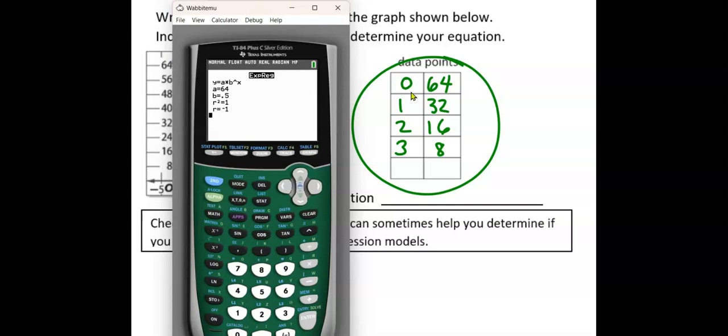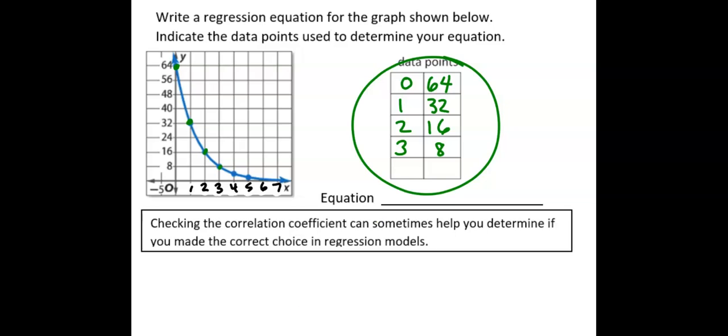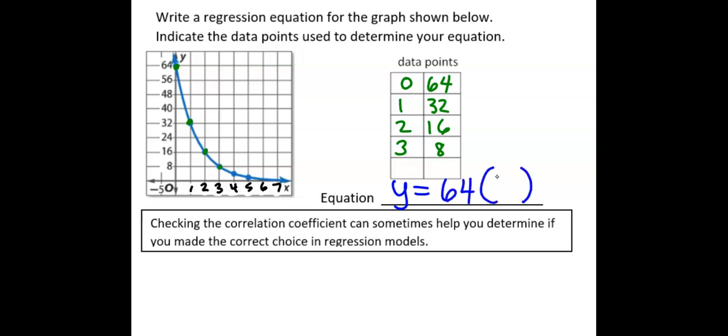So the initial value is 64, which makes sense because it has an x value of 0, has a rate of change of 0.5 or 1/2, which is I see mentally the pattern happening here, and it has a perfect correlation coefficient of -1, which means that there is a negative relationship here. So our initial value is 64. Our rate of decay is 1/2. You can write it as a fraction or you can write it as a decimal. It doesn't matter. And that is how you calculate exponential regression.